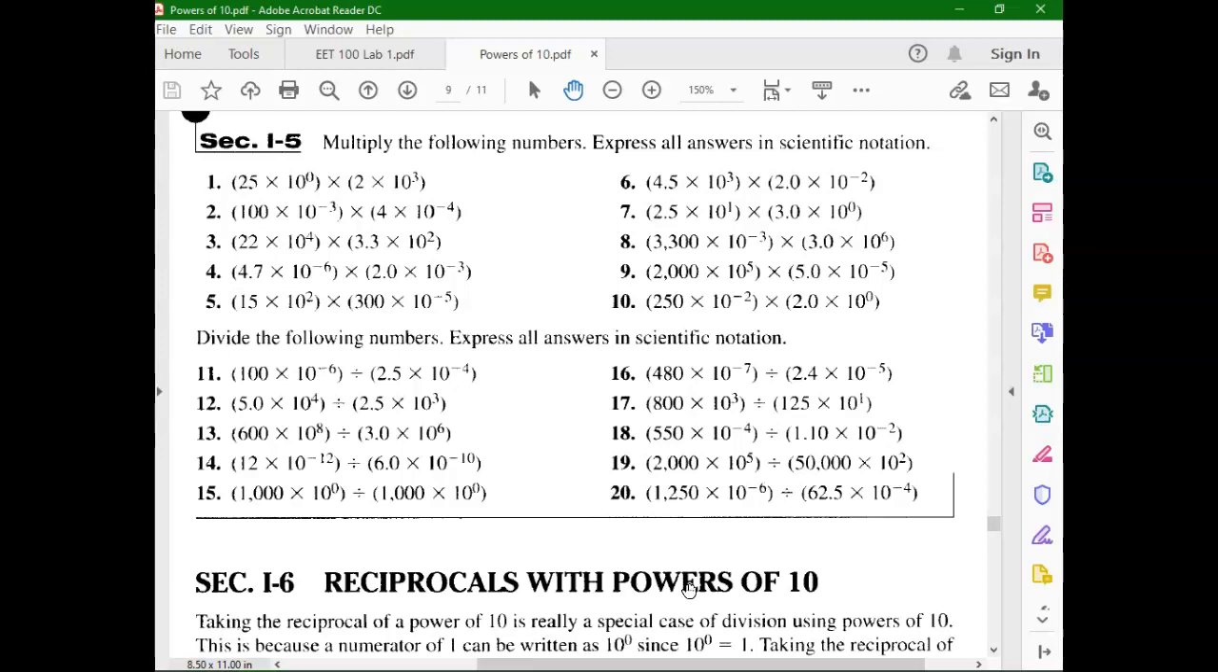So what I'm wanting y'all to do for the next few minutes is this column, 1 through 5 and then 11 through 15. I'll give y'all just a few minutes to work on those, and then we'll come back and talk about what we did. Sound good?